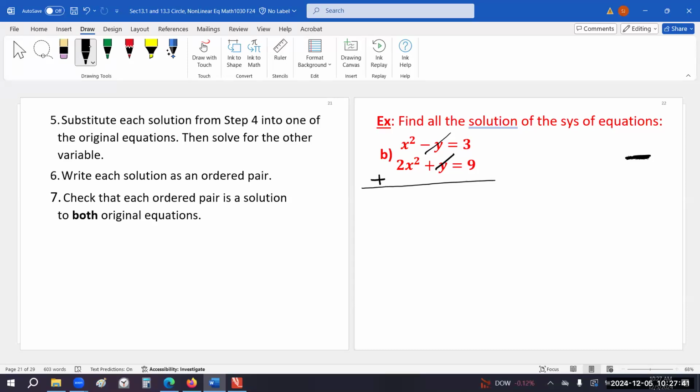So if you add x squared with 2x squared, what do you get? 3x squared. No more y's. And if you add 9 with 3, what do you get? 12. So we have 3x squared equals 12. Our goal is to get this x alone. What do we do? Divide by 3, both sides. They cancel out. We get x squared is 4. Square root.